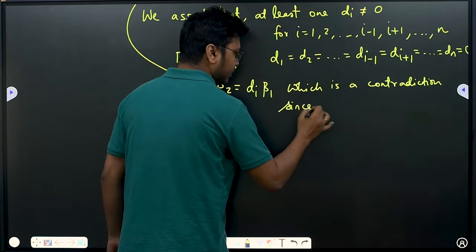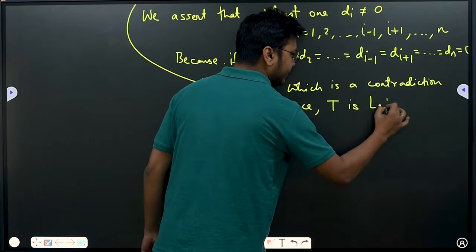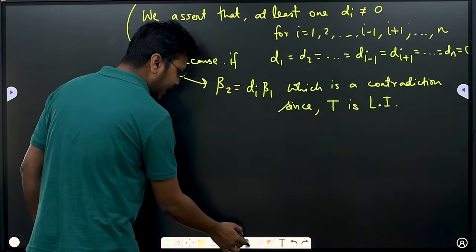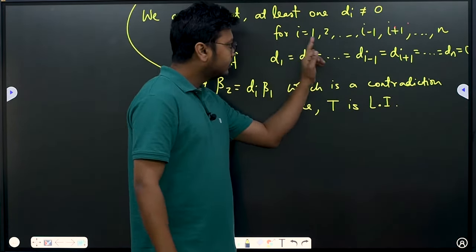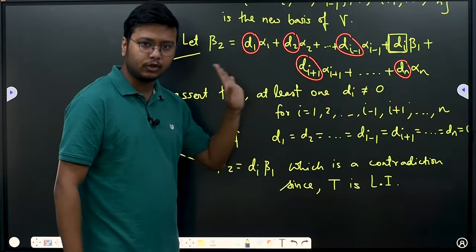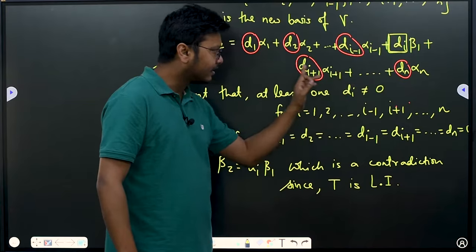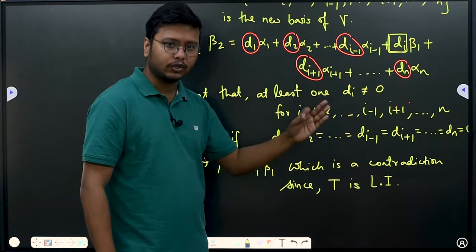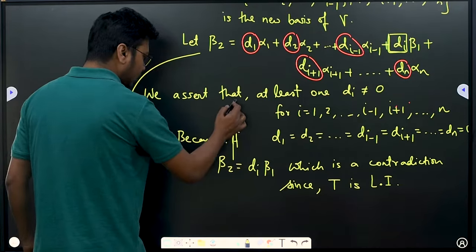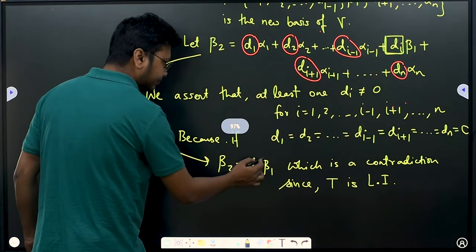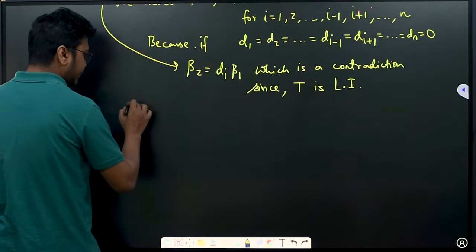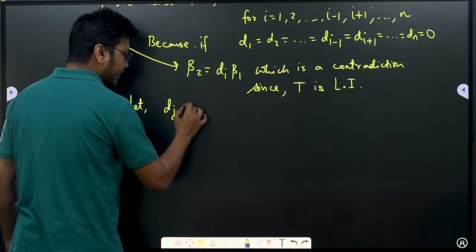Since the T set is linearly independent. The T set means the set containing all the beta elements. Therefore the assertion that I have made over here, that among these particular elements which I have circled, one of them has to be non-zero. Let me consider that among these circled elements there is some d suffix j which is non-zero, because d suffix i has already been taken. So let d suffix j be not equal to zero.